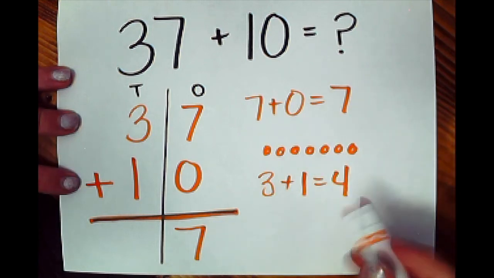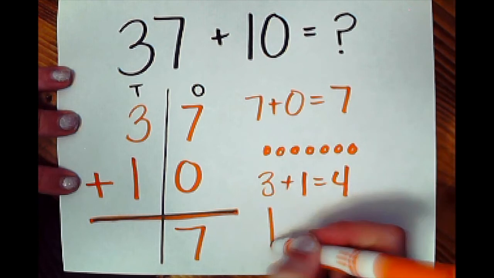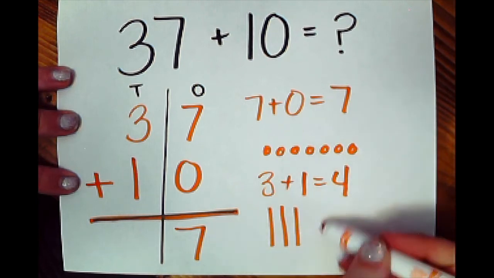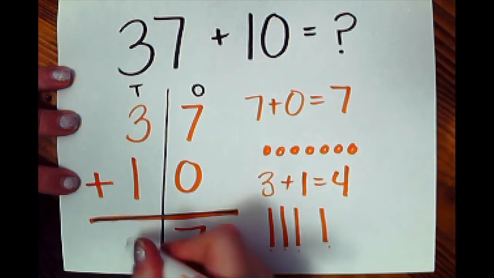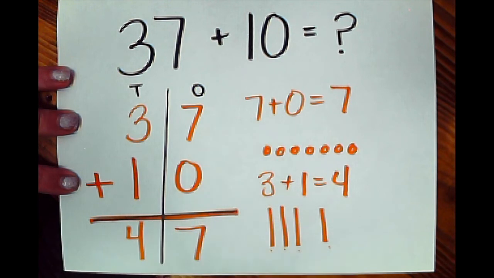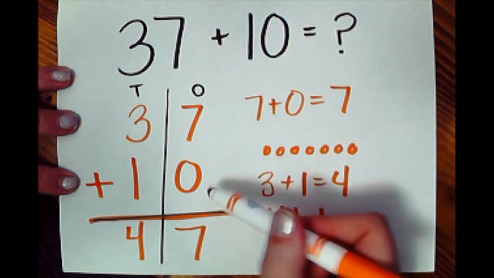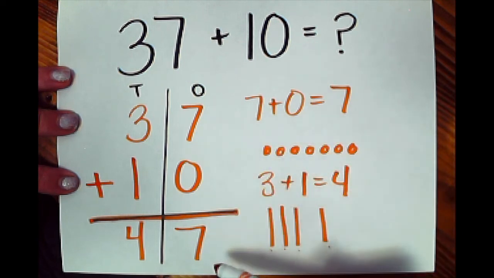Or you can draw 10s. Here's 1, 2, 3 tens plus 1 more. 10, 20, 30, 40. 1, 2, 3, 4. 4 tens is the same as 40. 4 tens, 7 ones is 47. 37 plus 10 equals 47.